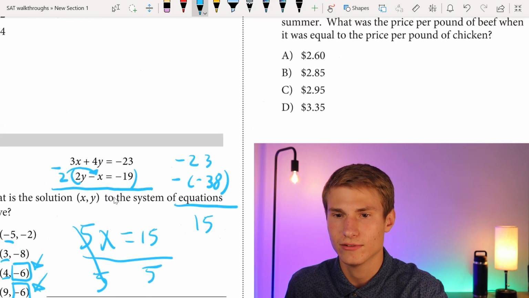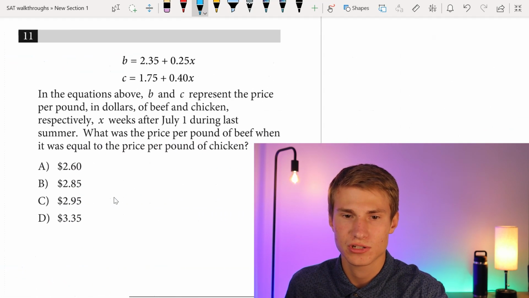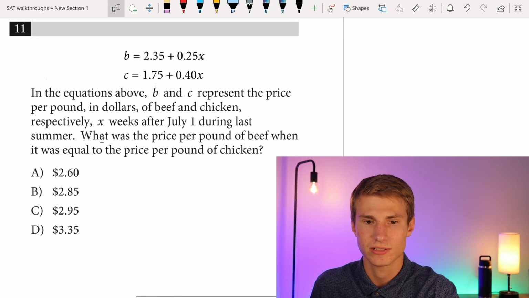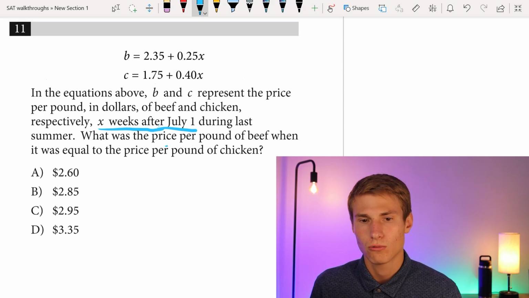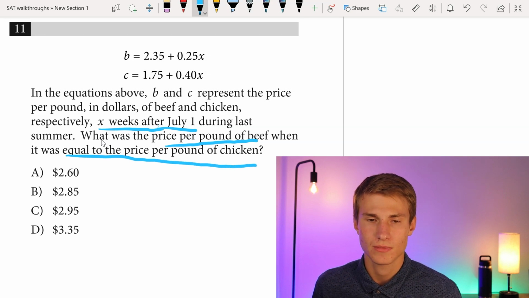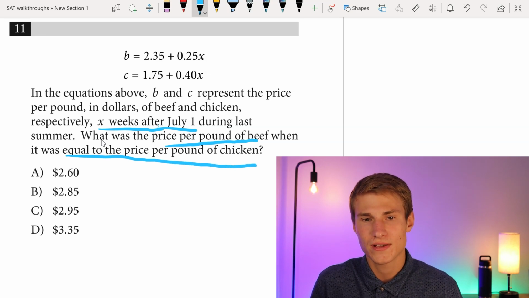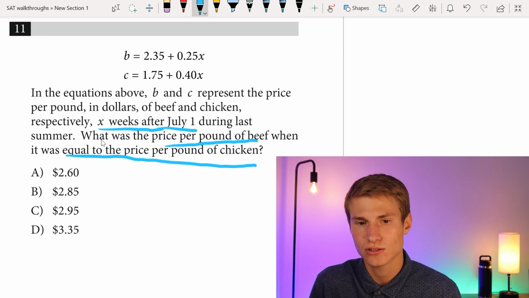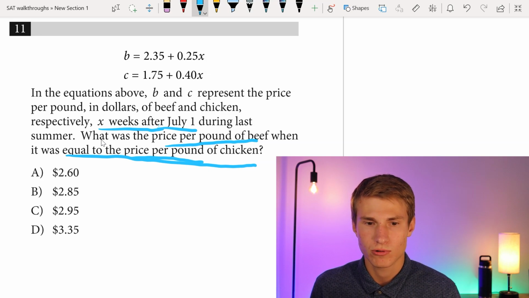All right, number 11. Okay, so we've got in the equation above, B and C represent the price per pound in dollars of beef and chicken respectively x weeks after July 1st during the last summer. What was the price per pound of beef when it was equal to the price per pound of chicken? Well, in this case, we have to solve for when they're equal first, which will be solving for x. Then we have to plug in what x is in order to get the price per pound of chicken and beef when they're equal. So to do this, we'll go ahead and set up our problem.